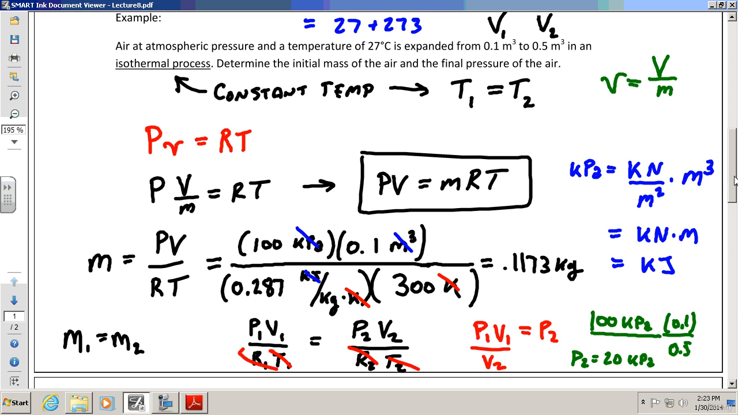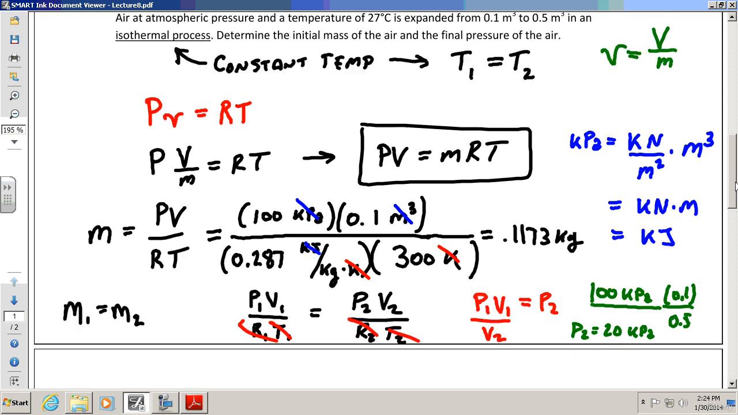Yes. If you use the m that we've already calculated, you could take PV equals mRT and divide by V and just plug in everything, and there you go. Exactly. I like what you're thinking. The reason I did it this way, by the way, is just so that people could see this relationship, because we're going to do that a lot. But yeah, you're totally right. Okay, good.